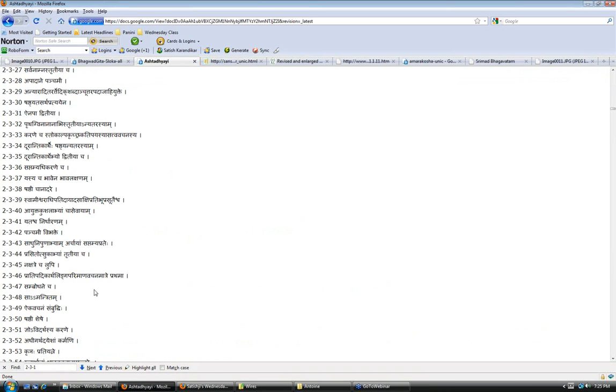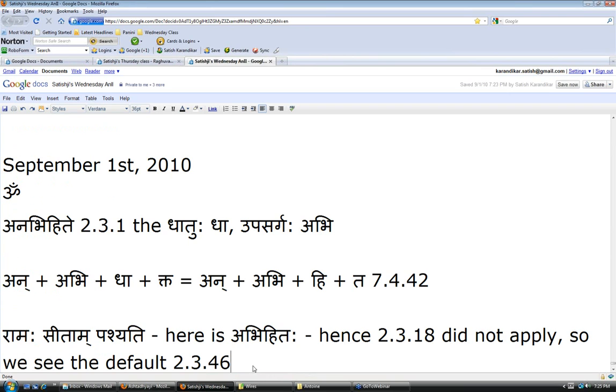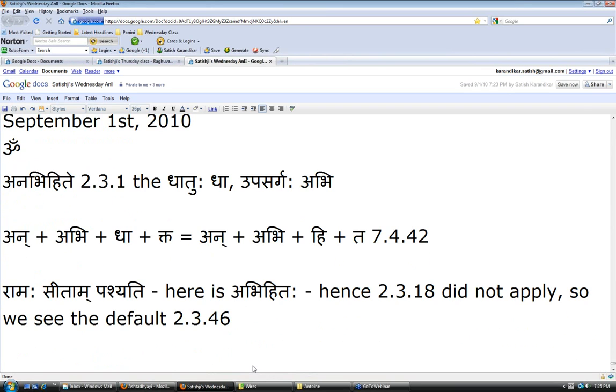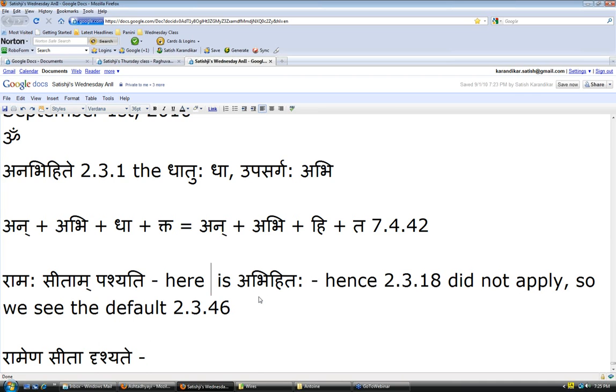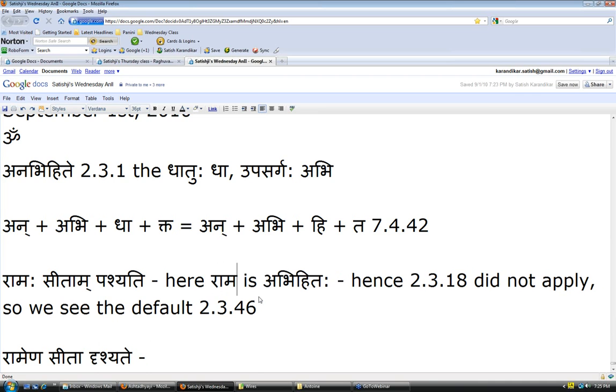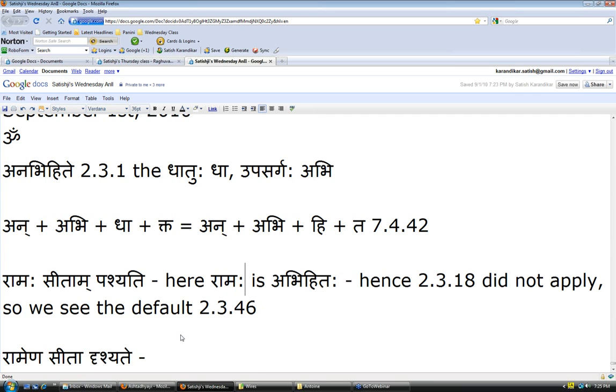Okay. Now, if you reverse this and make it a passive sentence, Ramena Sita drishyate, Sita is seen by Rama. Now in this, Sita is abhita. This is a passive sentence. Here Rama is anabhita, and here Sita is abhita.